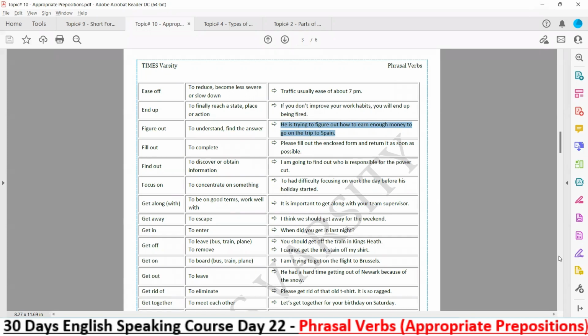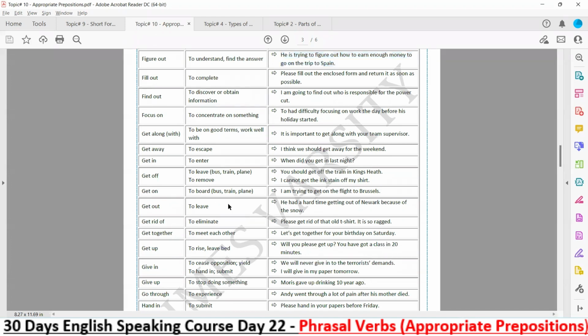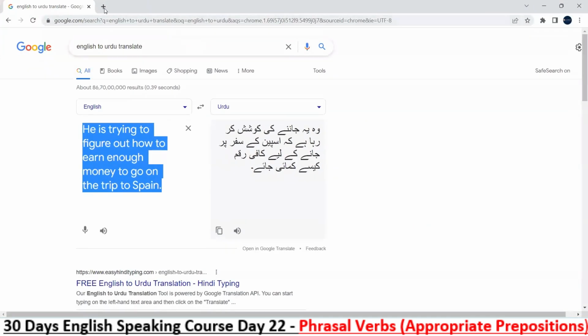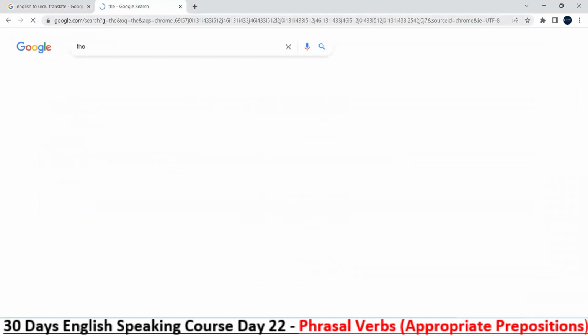Okay. Similarly, let's say here, get out, to leave. He had a hard time getting out of New York because of the snow. Yeah, this is one of the common uses. Get rid of, meaning to eliminate. Please get rid of that old t-shirt. It is so ragged. Get rid of. You can also check the meaning in the free dictionary.